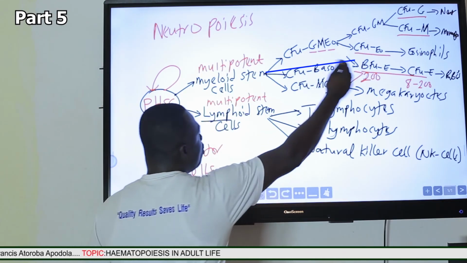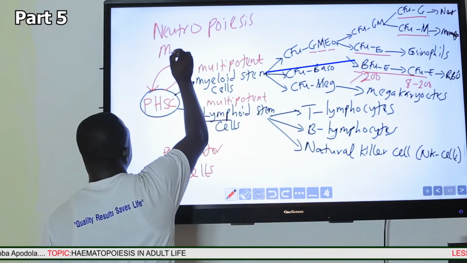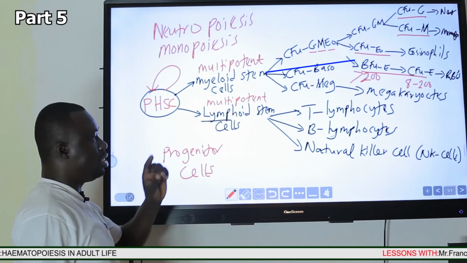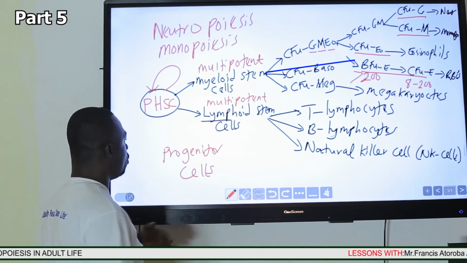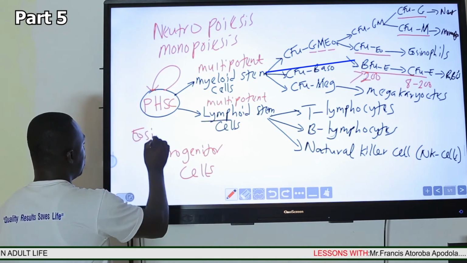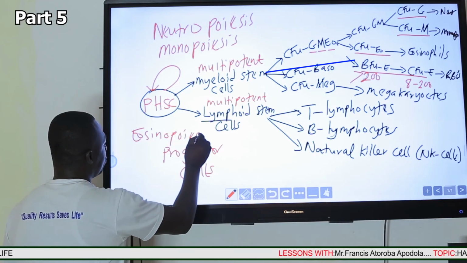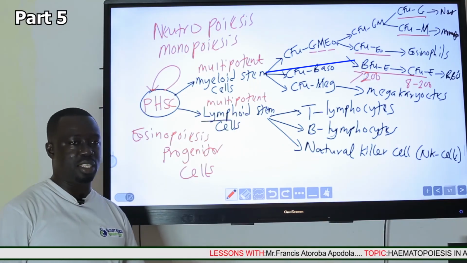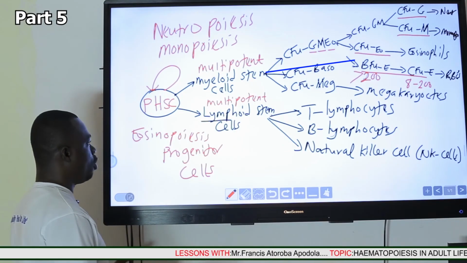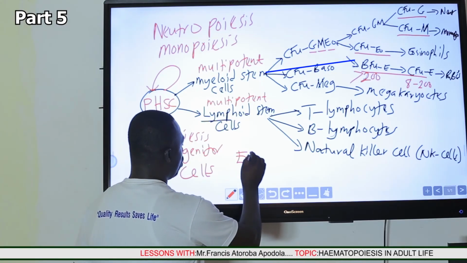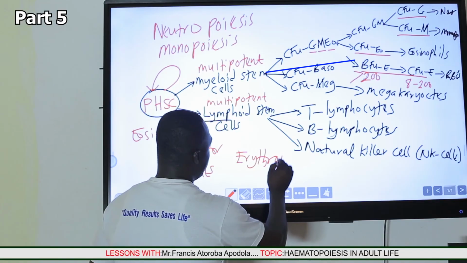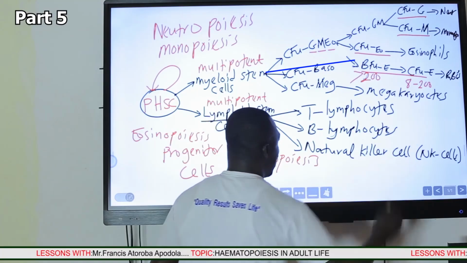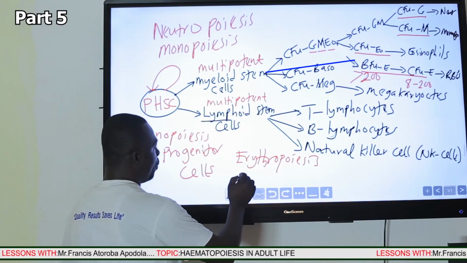Are we producing monocytes? Then we attach poiesis to it, and that becomes monopoiesis. Are we producing eosinophil? Then the production of eosinophil becomes eosinopoiesis. Are we producing red blood cells? The scientific name for red blood cell is erythrocyte, and therefore the production of red blood cells will be called, red is called erythro, so that will become erythropoiesis. Then, if we are producing megakaryocytes, that becomes megakaryopoiesis.